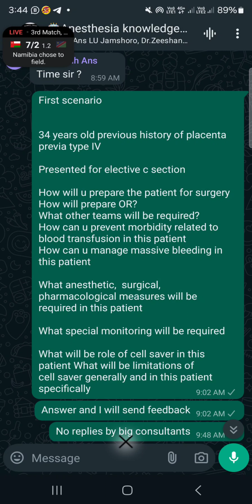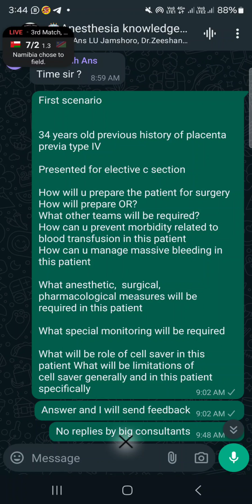In addition to that, there will be a big role of cell saver, which has some limitation in the form of amniotic fluid, and this will only be giving the cells, the RBCs, not the other coagulation factors or platelets. So these will be the limitations of cell saver in placenta. So like these things we will be thinking.